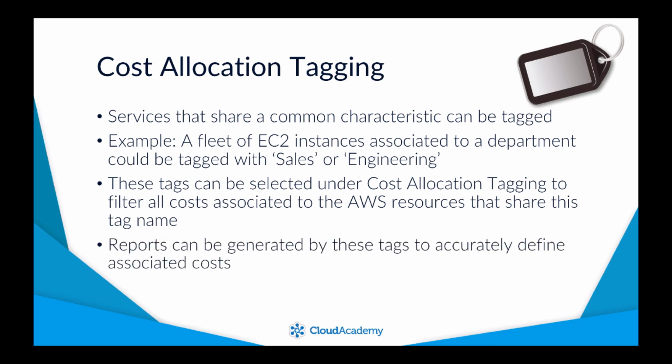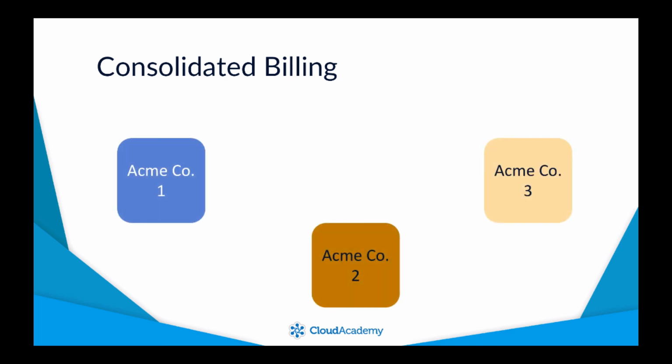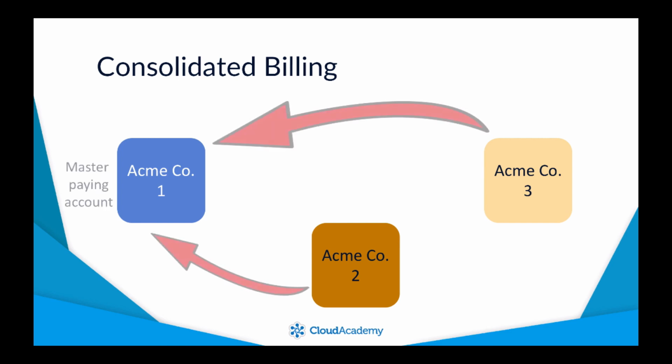Reports can be generated based off of those tags to accurately define costs associated to any of your custom configured tags within your environment. Lastly, within this section on billing and cost management, I want to talk about consolidated billing between linked AWS accounts. If you had multiple AWS accounts, possibly for different functions, customers, or even environments, then you can link them together to allow you to securely consolidate all your AWS billing via a single master paying account.